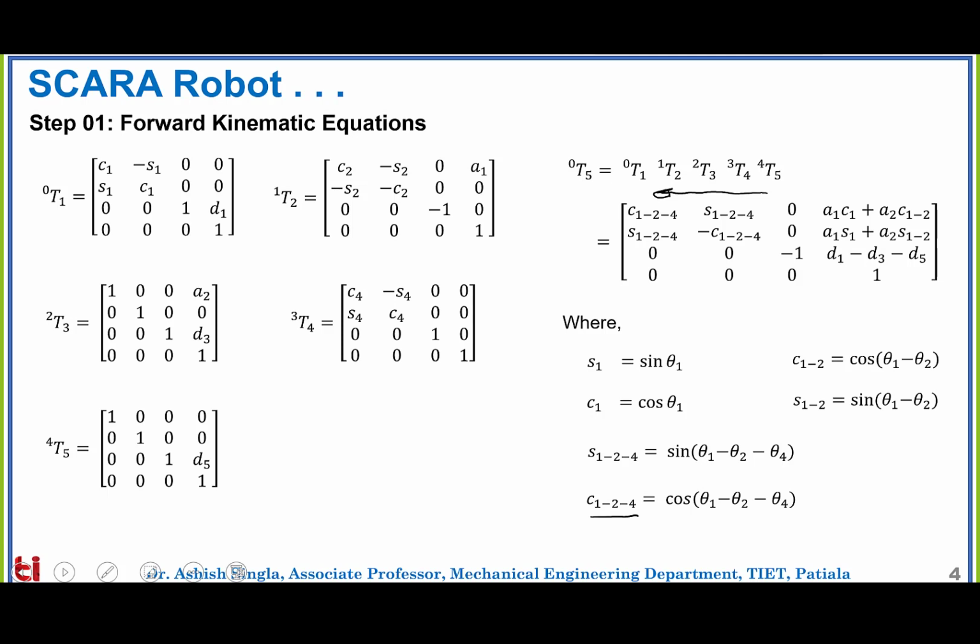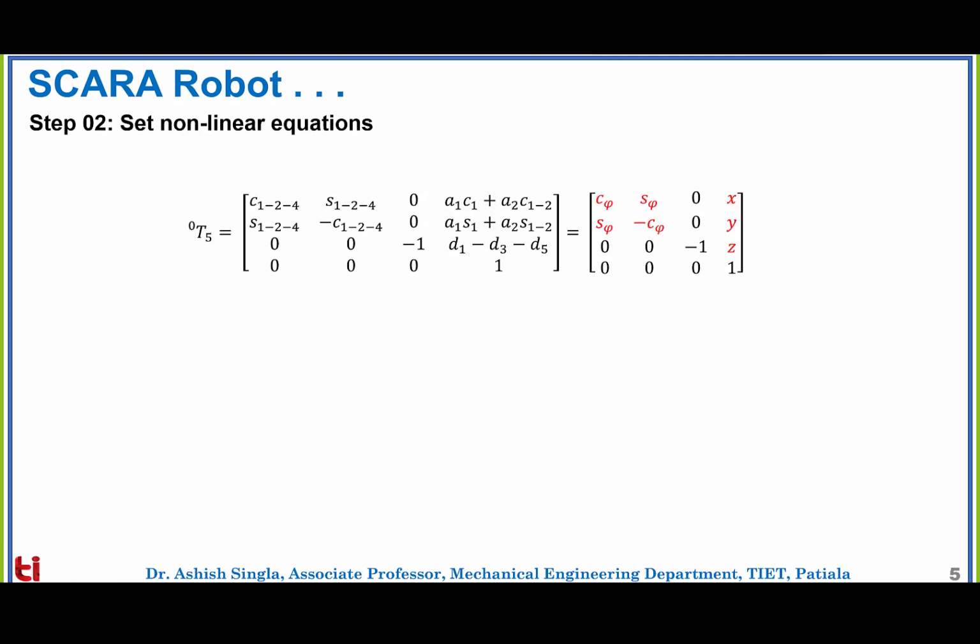Now we'll assume that this matrix is given to us. So let's see. Now this is a set of nonlinear equations. We have now completed the forward kinematics and moved to the inverse kinematics part, where we are saying that this matrix is given to us and we have to find the joint variables. So the joint variables are theta 1, theta 2, d3 and theta 4.